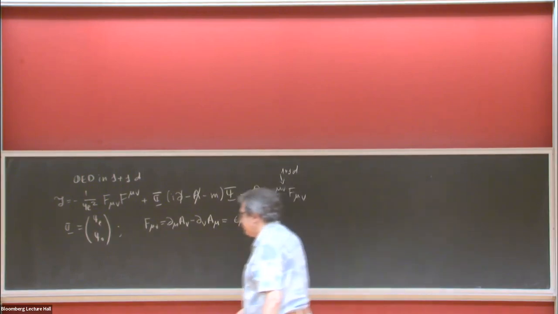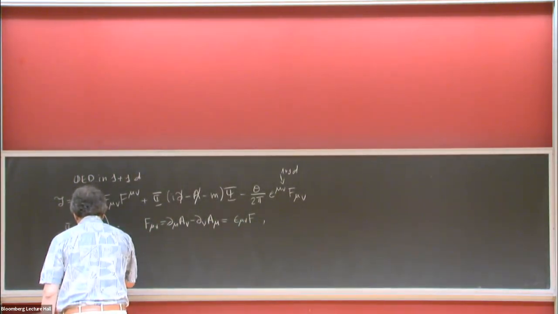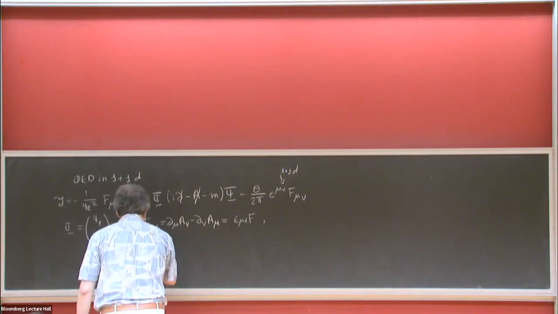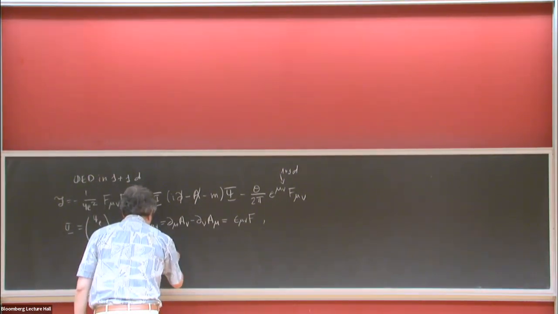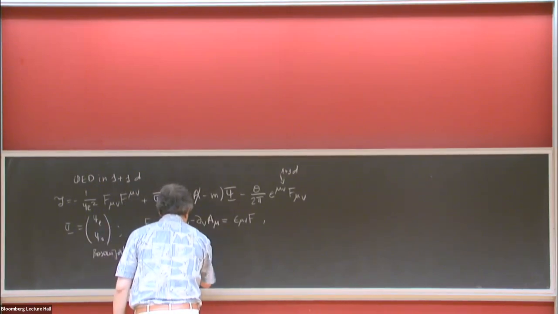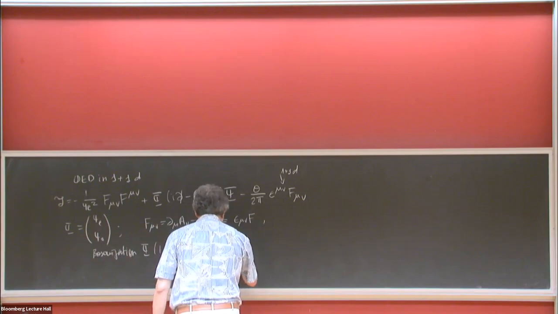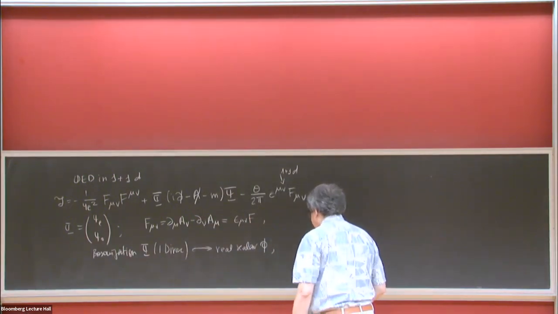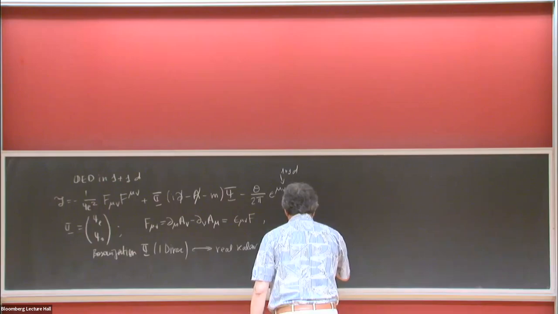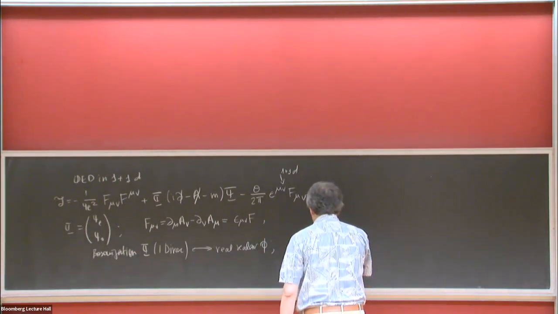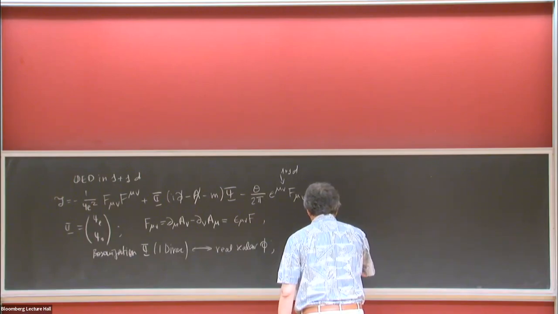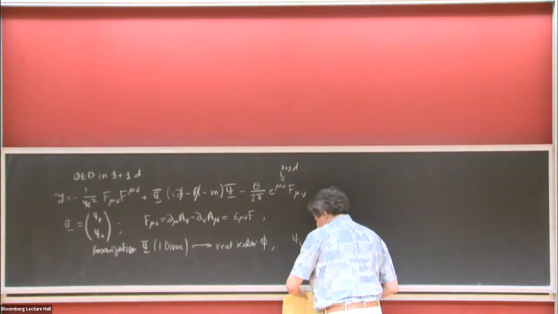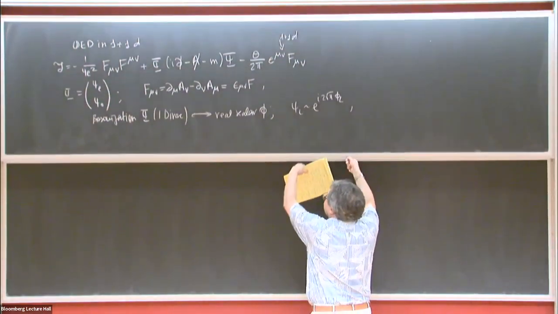bosonization formula. So we know that bosonization maps the Dirac fermion ψ, so one Dirac fermion in 1+1 dimensions, to just the real scalar φ. And the map is roughly speaking that ψ_left is e^{i√(2√π) φ_left}, and similar for φ_right. So since many people work in 1+1 dimensions, this should be very familiar, right?